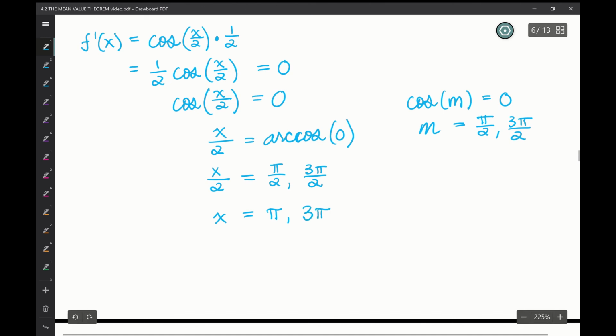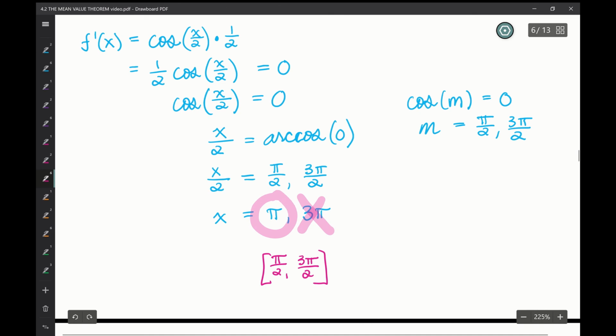Now I need to check whether or not these are on our interval. So are they between pi over 2 and 3 pi over 2? Pi is on this interval, but 3 pi is not on our interval. Since we had 2 options, and one of them isn't there, and we know that at least one solution exists, that means that c is equal to pi.